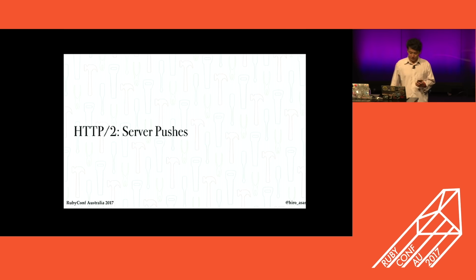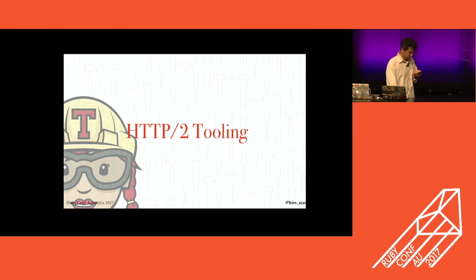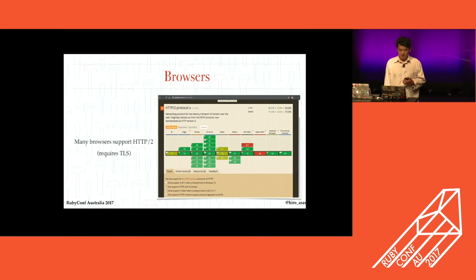All right, so these are the basic features of H2, and let's take a look at what the tooling looks like right now. As I mentioned earlier, browsers are more or less compliant. Many major browsers will require TLS, but support H2 as a result. I don't think you can read the chart on the right, but the only red thing that you see is Opera Mini. Who uses Opera Mini? Okay, so I guess we don't have to worry about that too much.